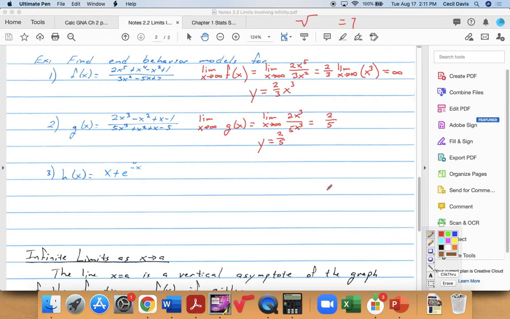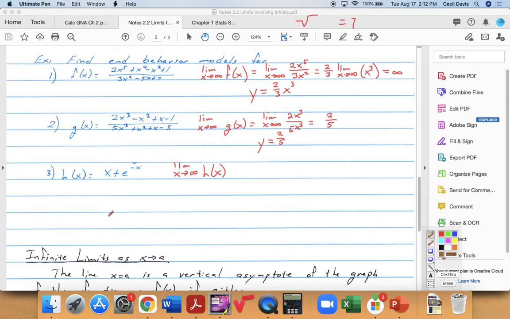This next one's a little bit more interesting because what happens at infinity and what happens at negative infinity are two entirely different things. So let's look first at what happens if we take the limit as x goes to infinity of h of x. As x goes to infinity, well, x gets really big. Duh. What does e to the negative x do as x gets really big? Small, near 0. Yeah, small, near 0.